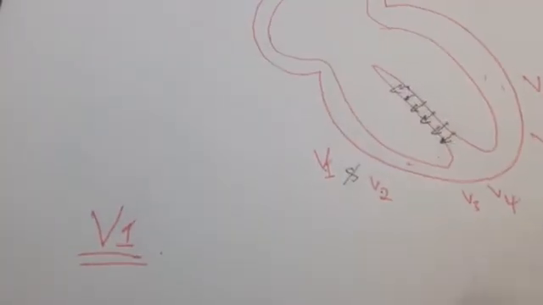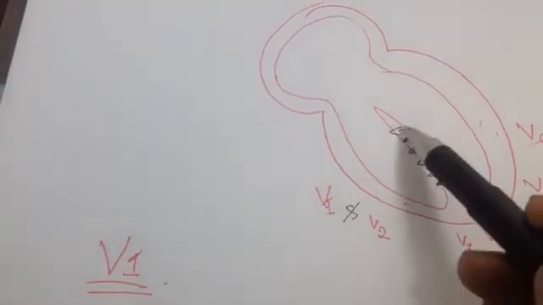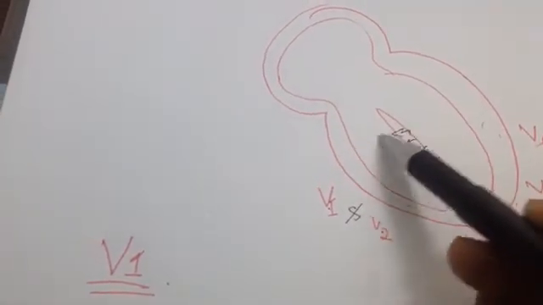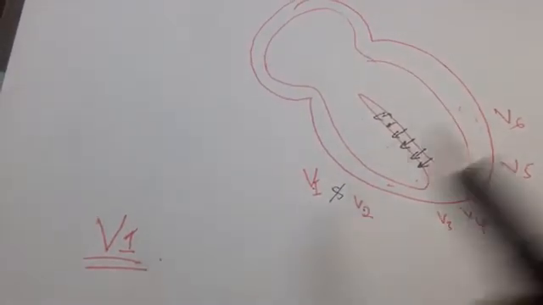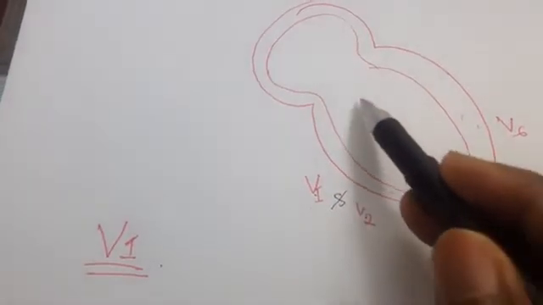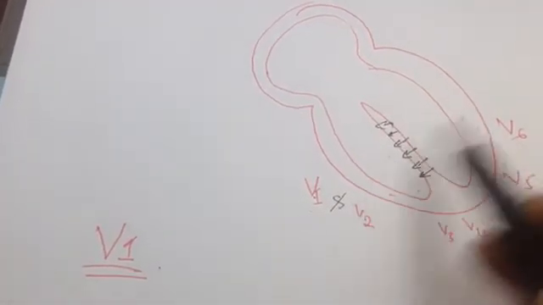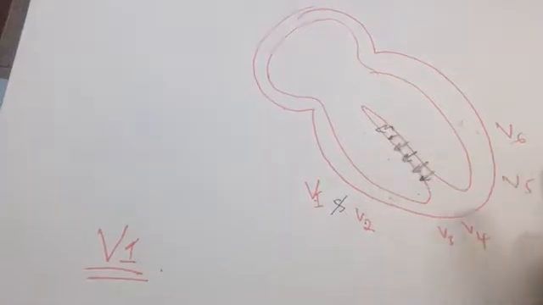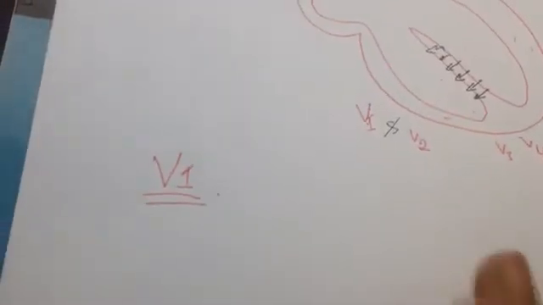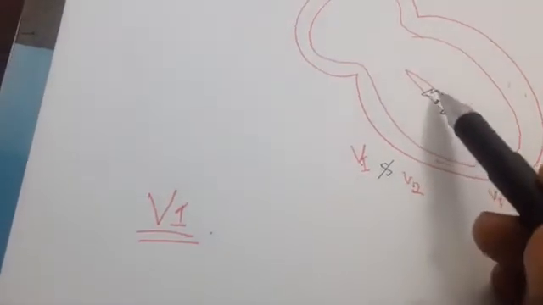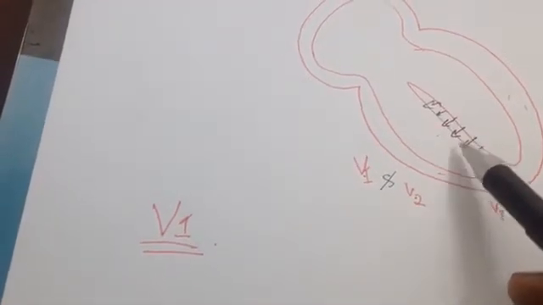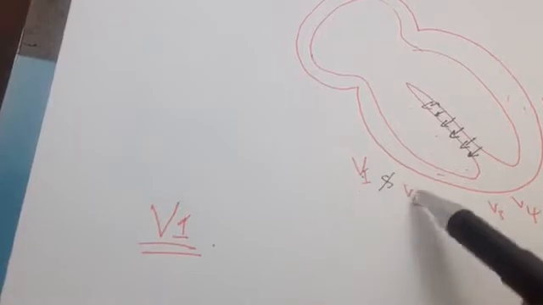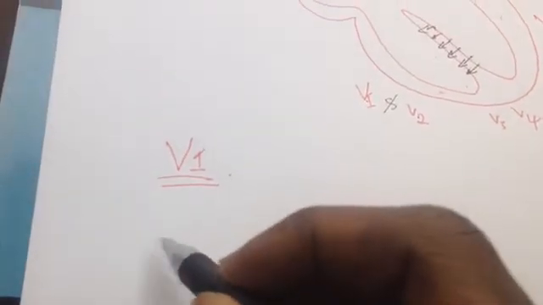So this is V1, and we have to know that the septum is depolarized from left to right. The septum is depolarized first, before the bulk of the ventricle. So if we take V1, when the septum is first depolarized, some small electrical activity, no matter how small, is going toward V1 and V2.